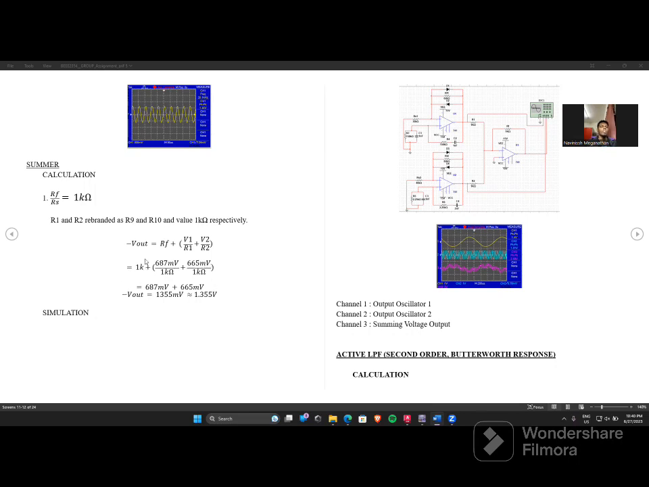When we calculate, the 1k ohm will cancel out, so the rest is 687 millivolt plus 665 millivolt. The voltage output answer is 1.355 volt. Now we go into the simulation.